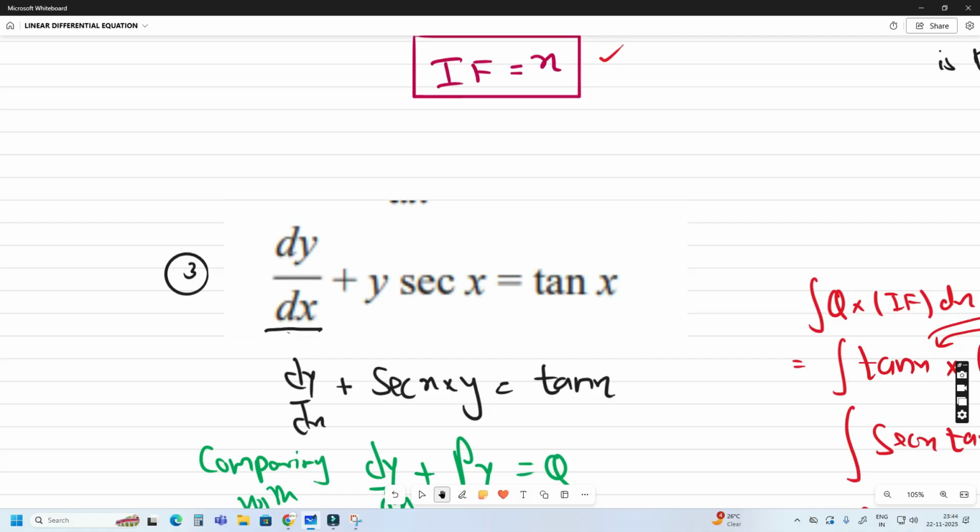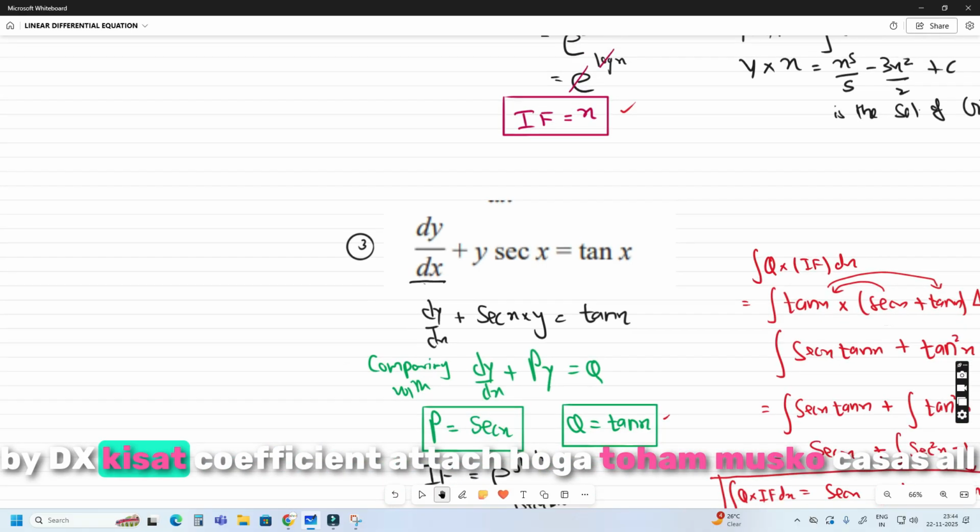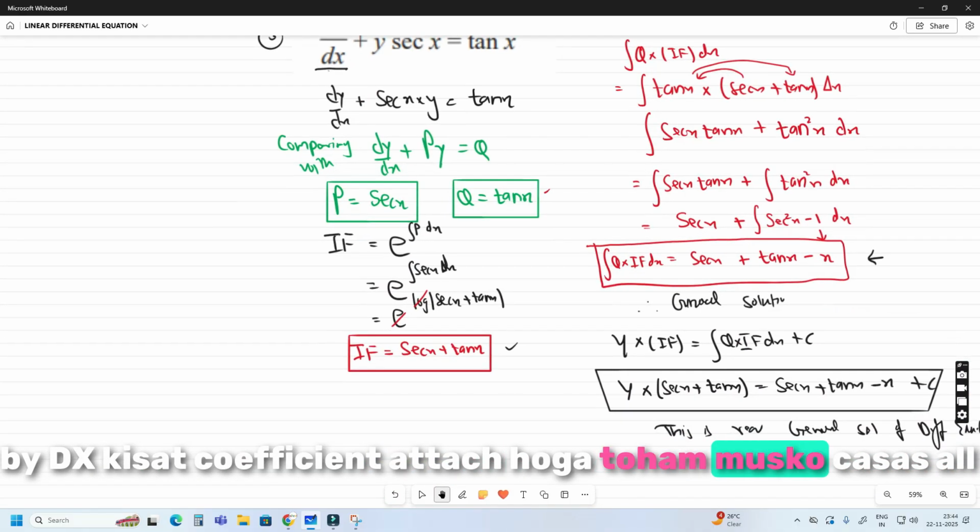In part number 2 I will show you, if there is a coefficient attached to dy by dx, how we will solve it.